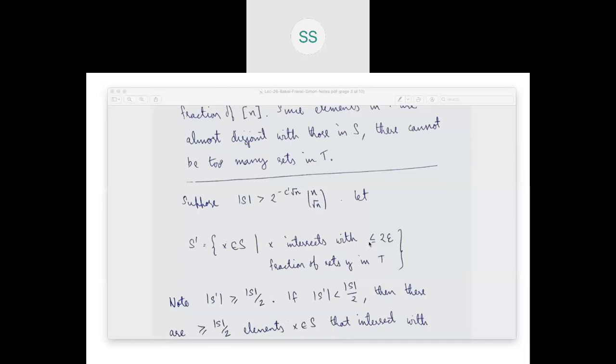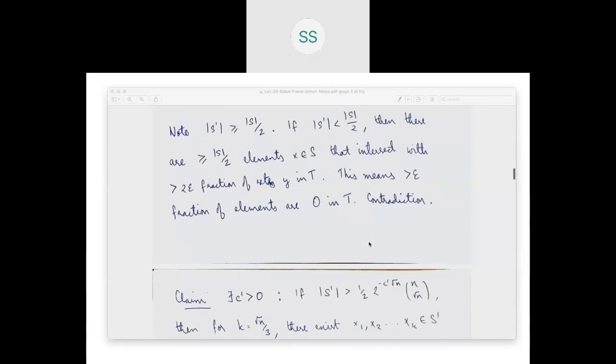So first we let S prime be the set of all X that intersects with at most 2 epsilon fraction of sets Y in T, or in the S cross T submatrix, those rows that have at most 2 epsilon fraction zeros. And we argue that the number of such rows should be at least half the number of total rows, because otherwise there will be too many zeros in the entire S cross T submatrix.